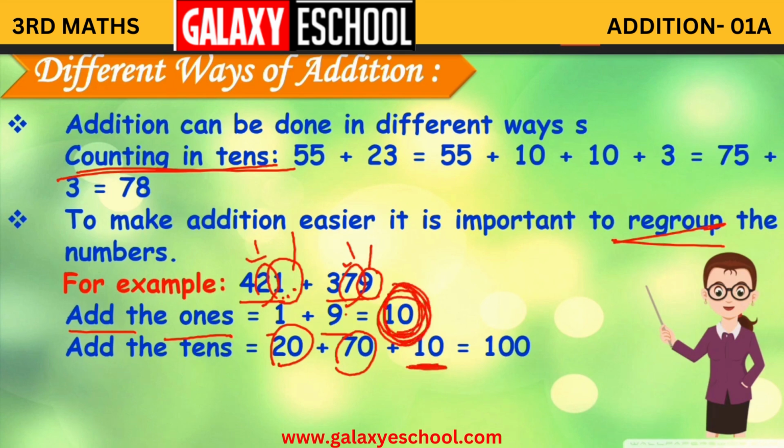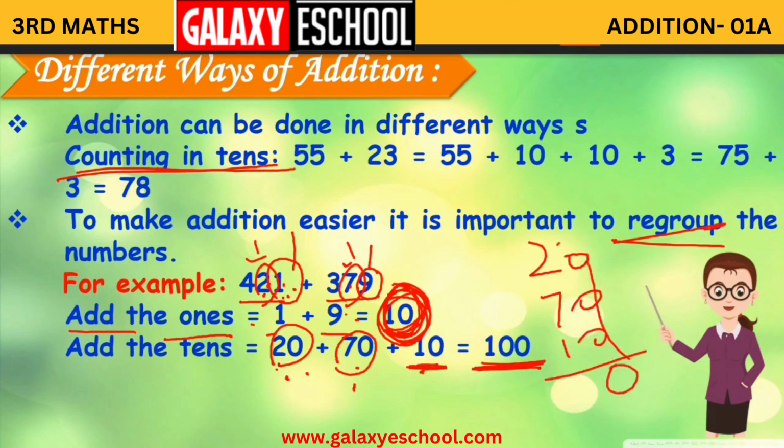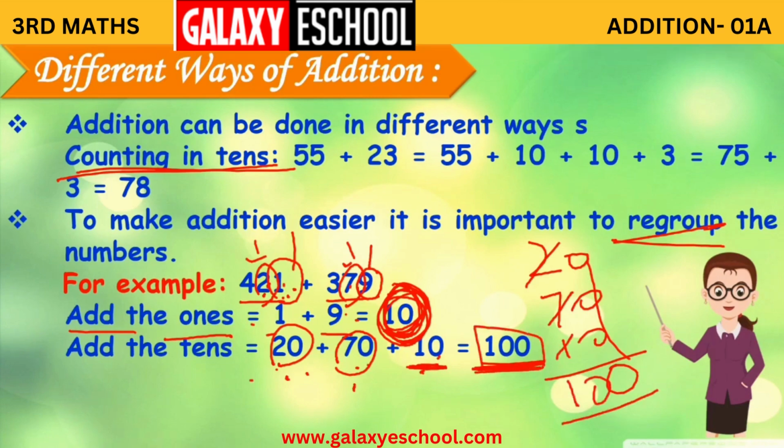So we'll add that 10 as well. We have 20 and 70 in the question, and we got another 10 by adding the ones. So 20 plus 70 plus 10 is equal to 100. We all have zeros here, so 0. 2 plus 7, 9. 9 plus 1, 10. So 20 plus 70 plus 10 becomes 100.